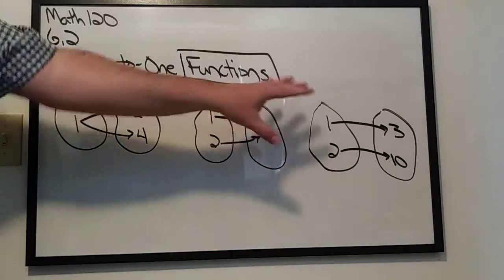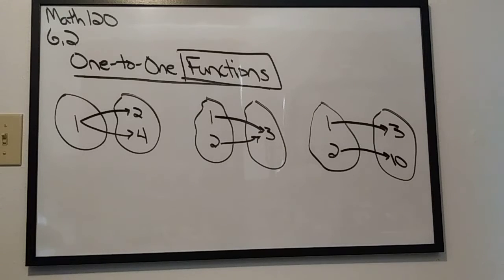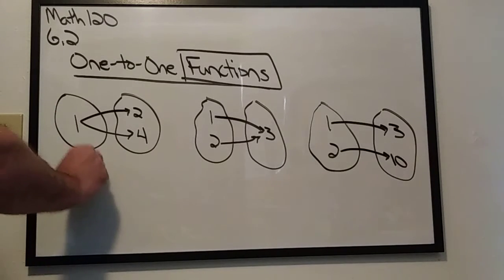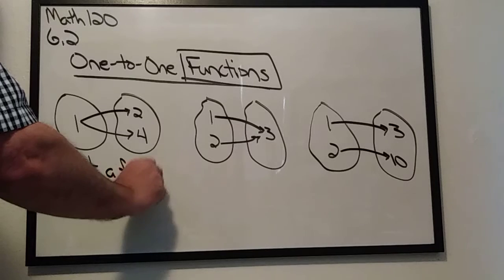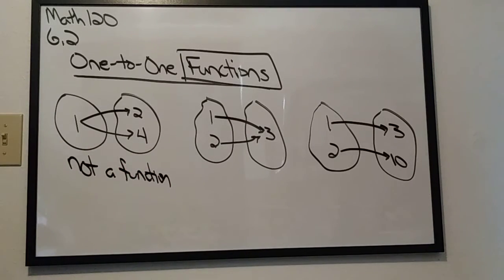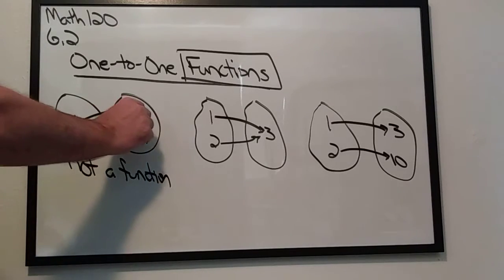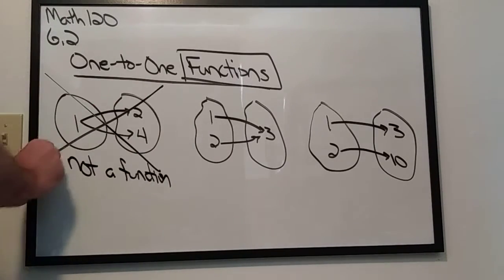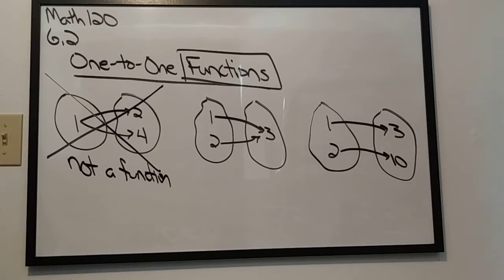So as you look at these three relations, what you want to do is realize that this first one is not a function. A function is a relation that associates each element in the domain with exactly one element in the range. So this 1 is getting mapped to both 2 and 4. That can't happen in the world of functions. So the very first thing to be aware of here in section 6.2 is we will only be looking at functions. So this kind of thing is now off the table for section 6.2.